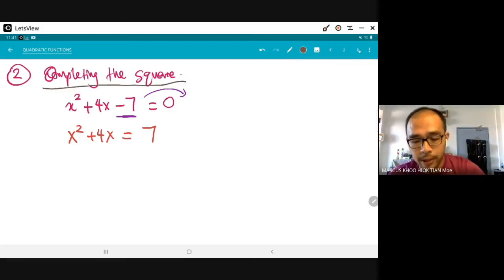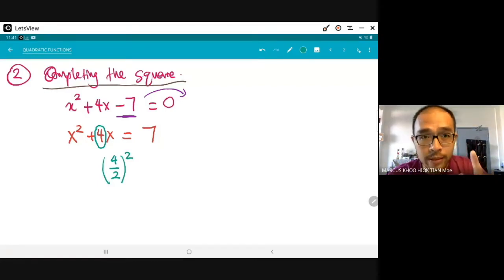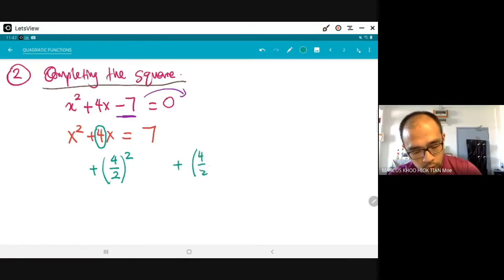Listen very carefully. You take the number yang bersangkut dengan x, bukan x squared, and you divide it by 2 and you square it. I repeat, you take the number that is attached to the x, you divide it by 2 and then you square it. And then you do the same for both sides. So here add (4/2) squared. Everything else kekal: x squared plus 4x equals 7.